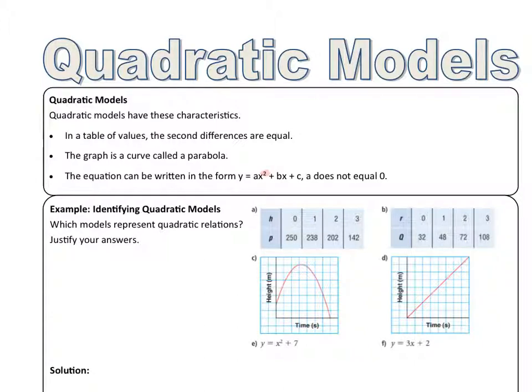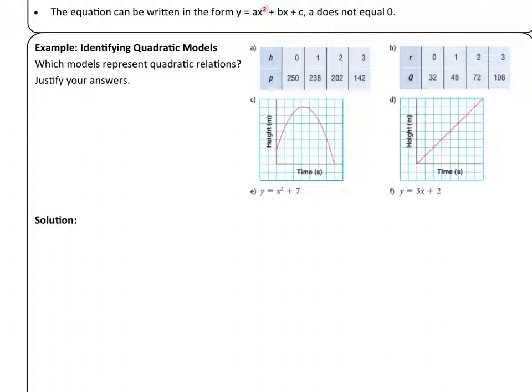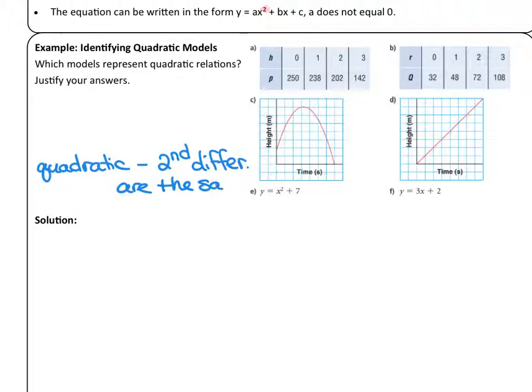Okay, so identifying quadratic models. Which models represent quadratic relations and justify your answers? So we're going to do the same thing as we did last time. For it to be quadratic, the second differences have to be the same. So basically what we did in the last lesson, we have to do that twice in this lesson, and I'll show you how that works.